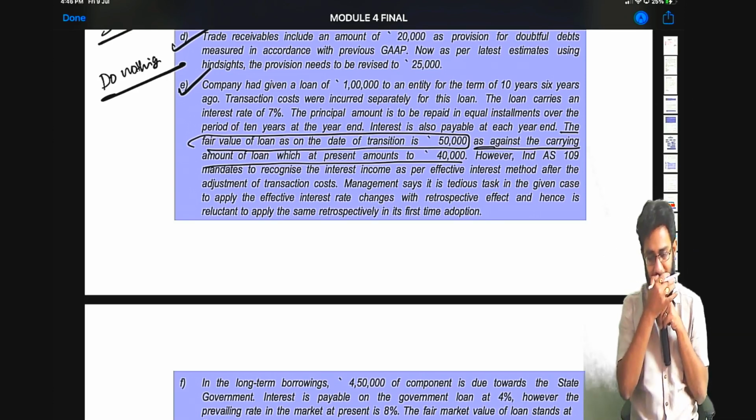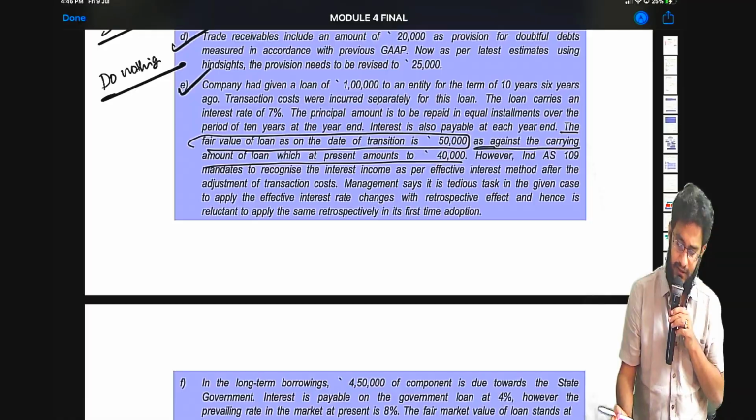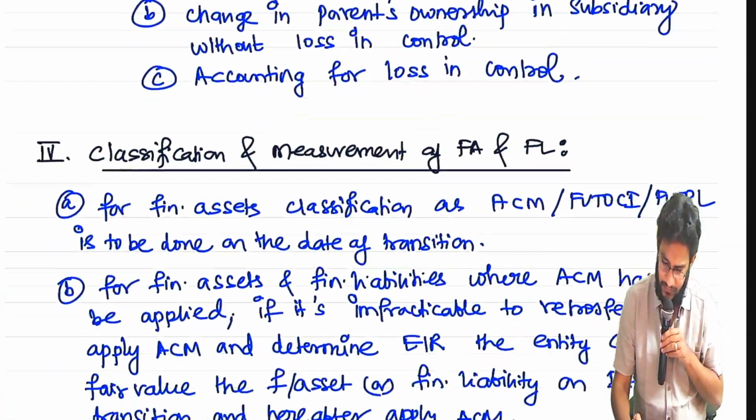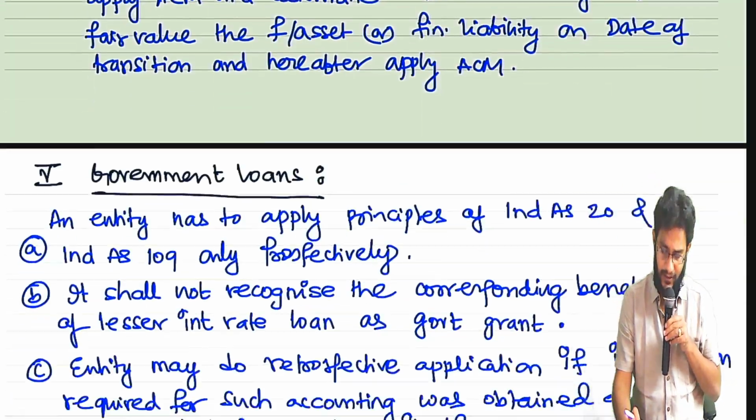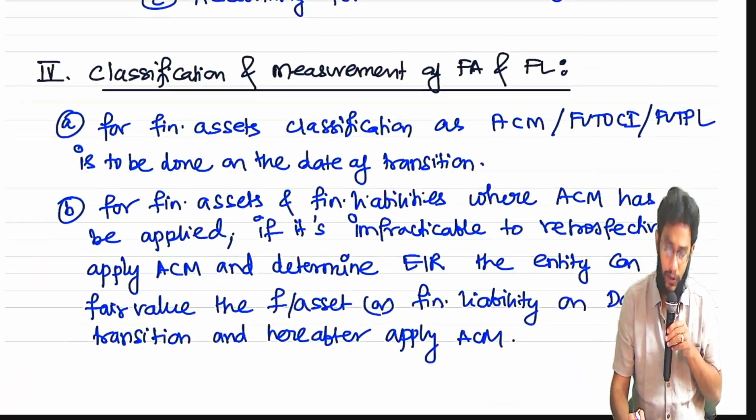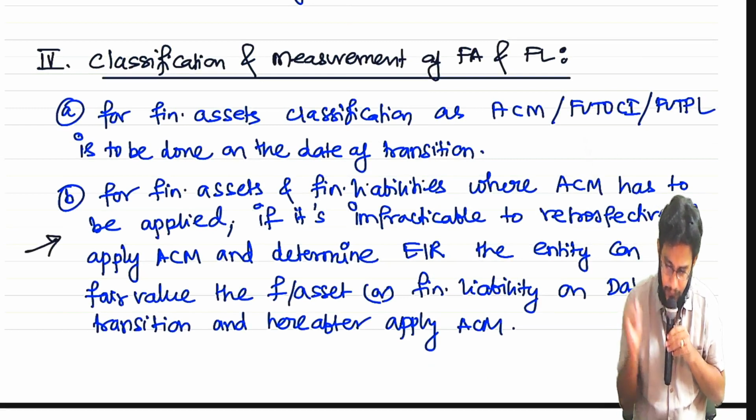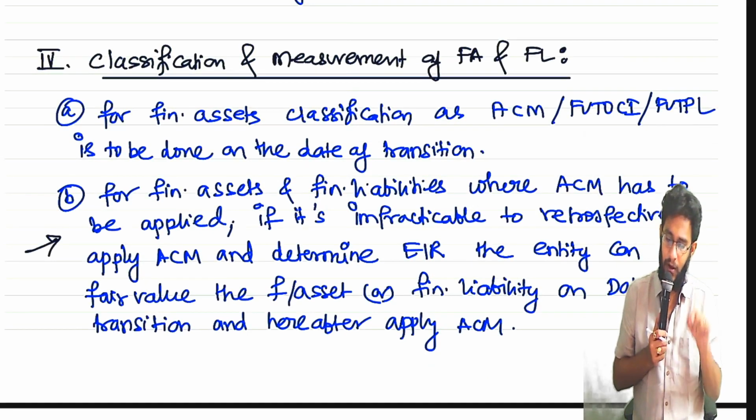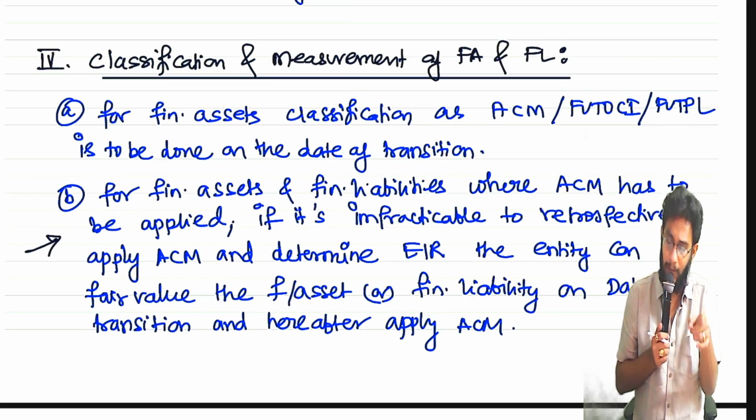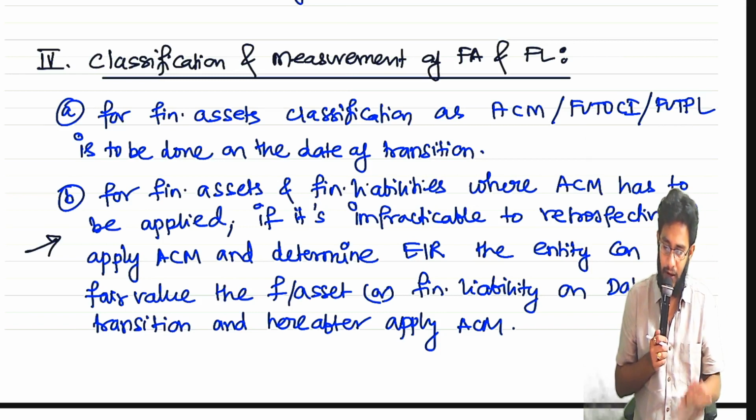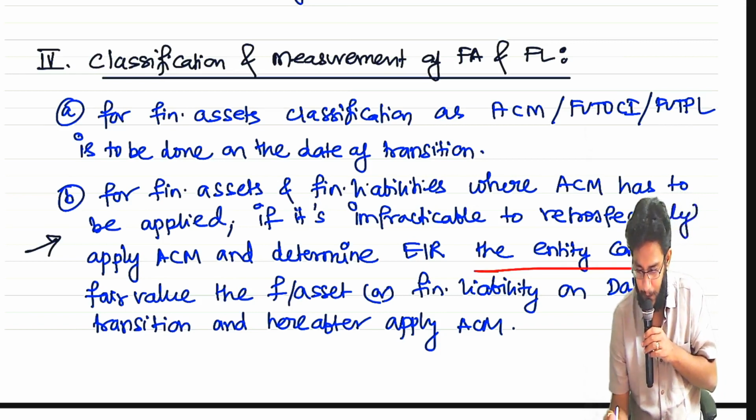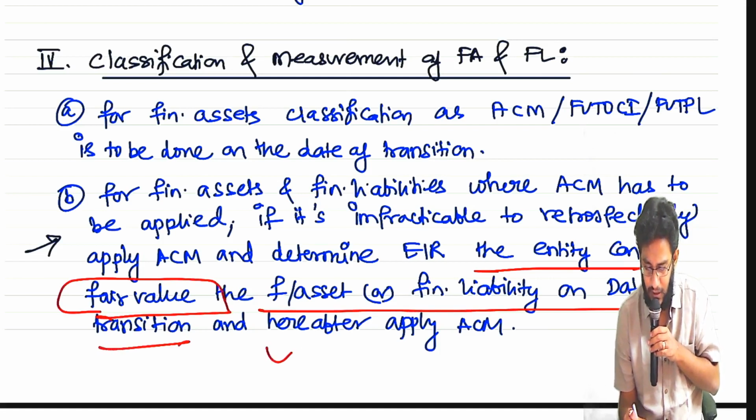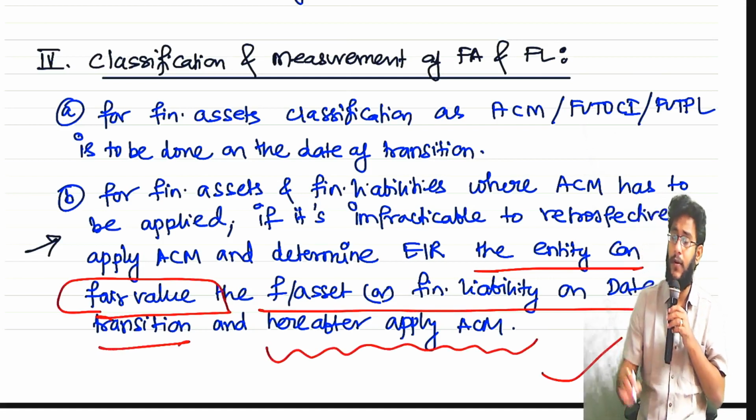Okay. See, sir, in respect of financial assets, I do not know if you have revised, you will remember this, or else I will show you and then we will do this. In our mandatory exceptions, the fourth point in our notes, in that B you read: for financial assets and liabilities where ACM has to be applied, if it is impracticable to retrospectively apply ACM and determine EIR, the entity can fair value the financial asset or financial liability on the date of transition and hereafter apply ACM.